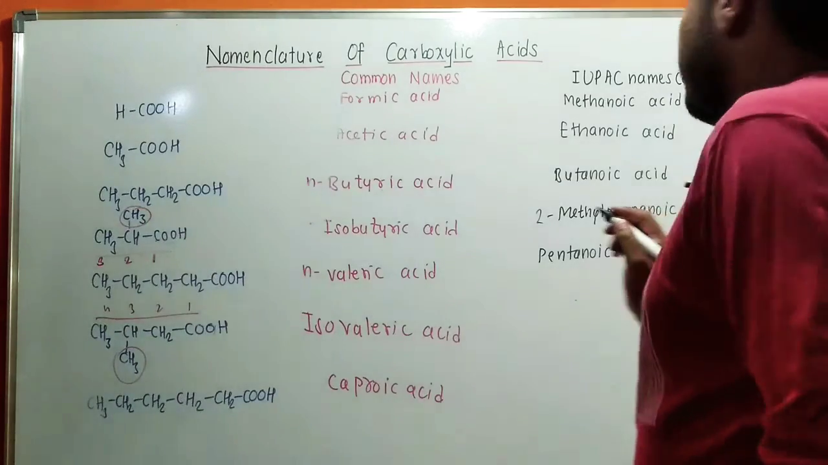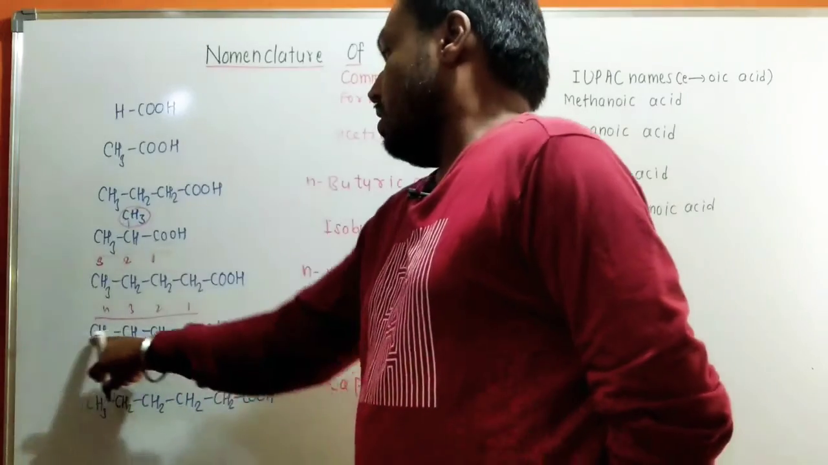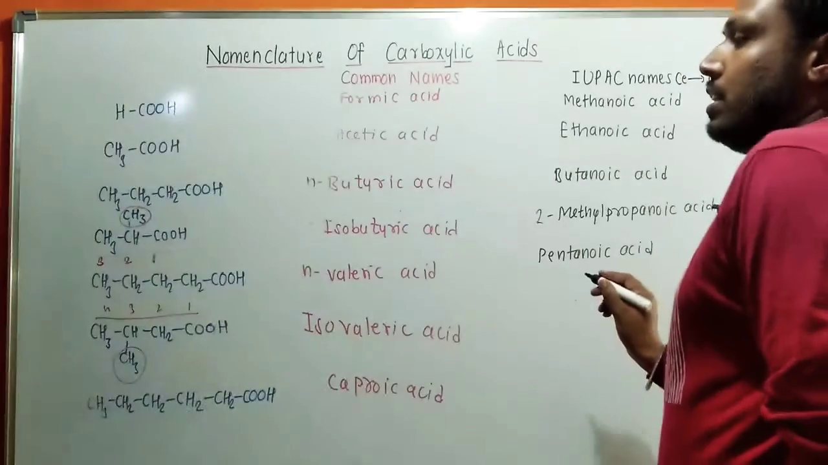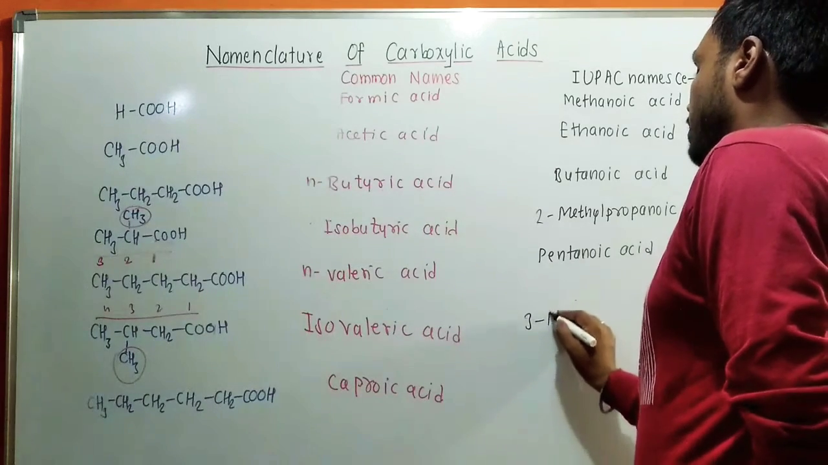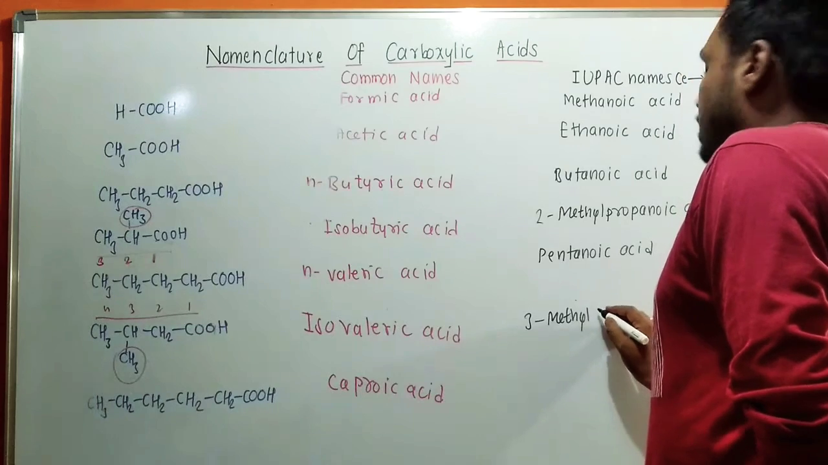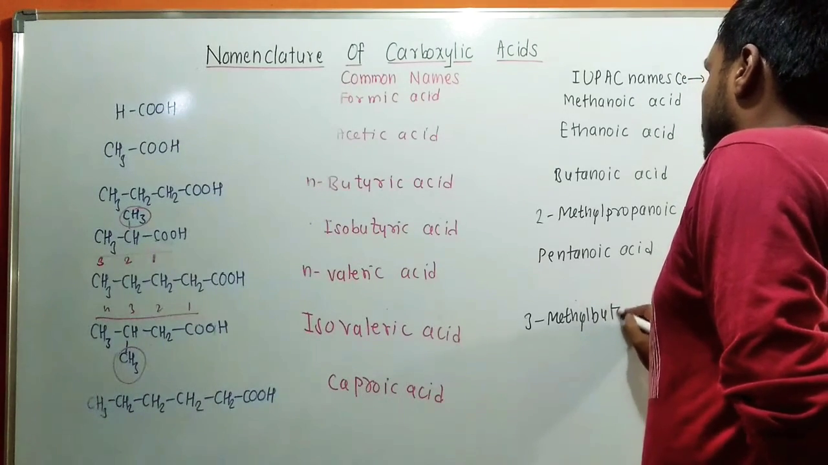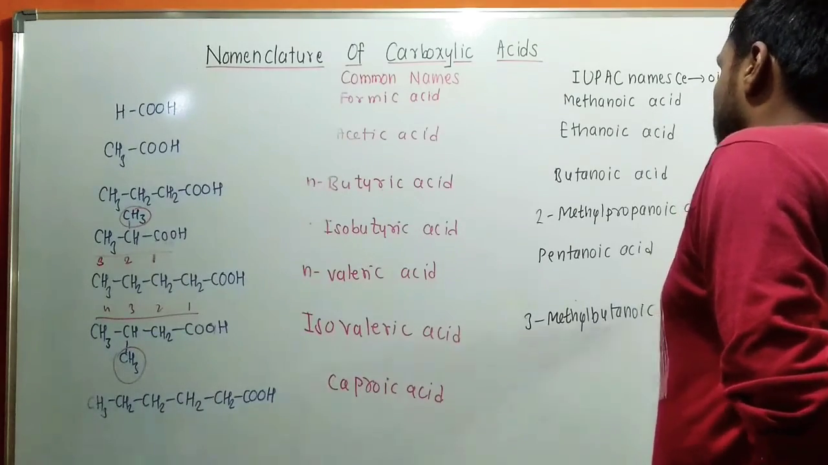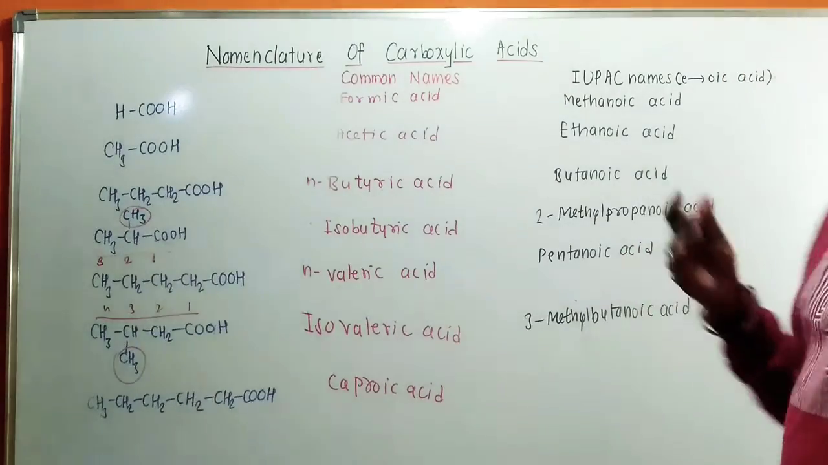In the same way, here a total of 4 carbon atoms are there in the longest chain. At third position, the methyl is a substituent, so the name will become 3-methyl. The longest chain contains 4 carbon atoms, so the parent alkane will be butane. Replace E by oic acid, so the name will become 3-methyl butanoic acid.